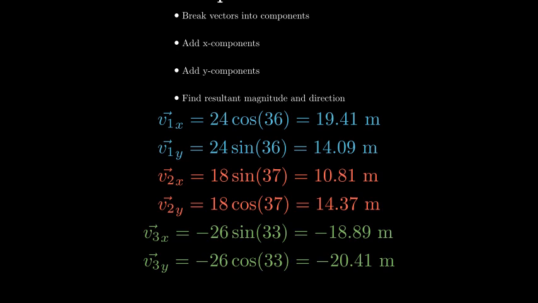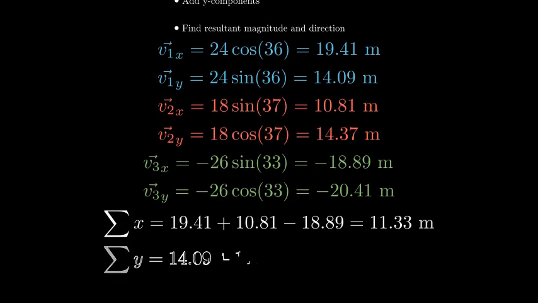Now let's add all the components. The sum of the x components is 19.41 plus 10.81 minus 18.89, which equals 11.33 meters. The sum of the y components is 14.09 plus 14.37 minus 20.41, which equals 8.05 meters.